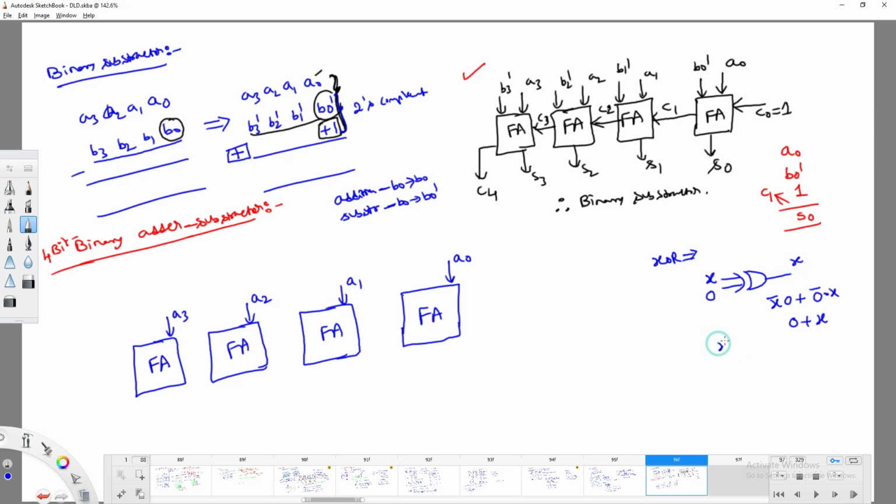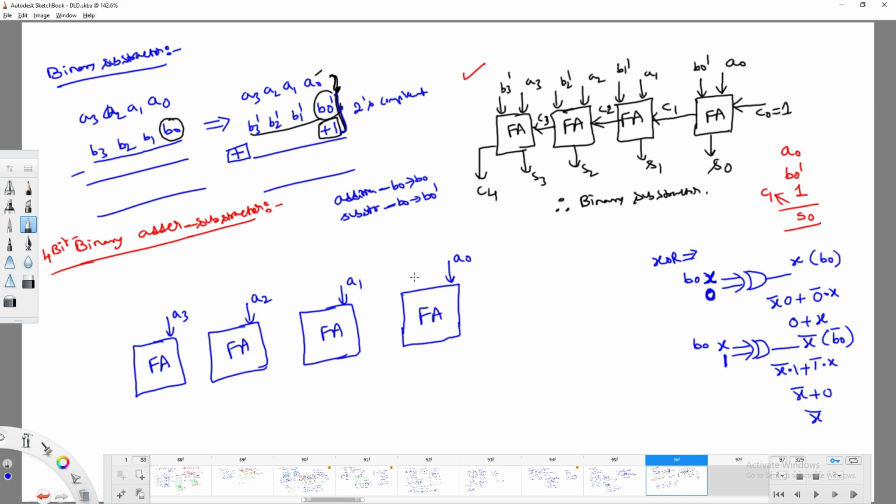Now X XOR with 1: X bar into 1 plus 1 bar into X. So you get X bar plus 0, that is X bar. Guys, with this you can understand, right? When you have an input like B naught and the other input is 0, what is the output? B naught. If the other input is 1, what is the output? B naught bar, right?